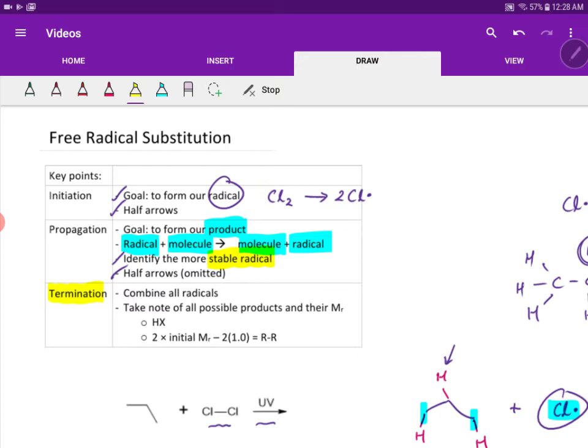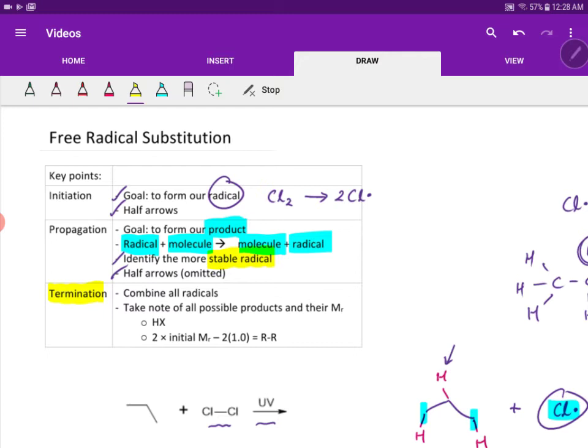All you need to know is that you will take all the radicals from your mechanism in the previous steps and combine them together. Alright, so all you need to do is to take the radicals and combine them together. But there are some tricks that I want to teach you here.